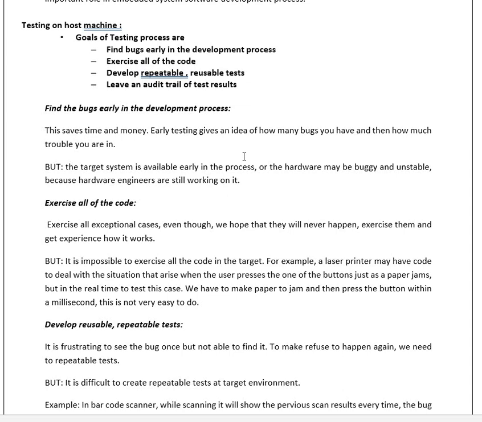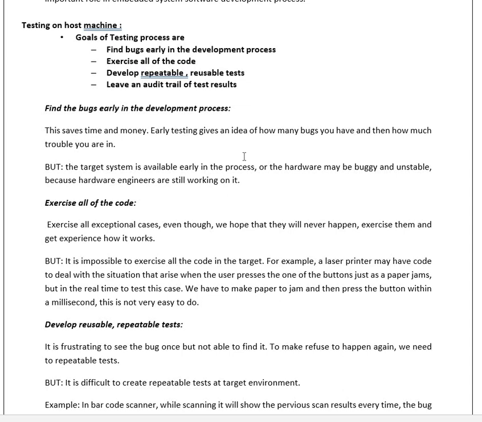Take an example of a laser printer. A laser printer may have the code to deal with the situation that arises when the user presses one of the buttons just as a paper jams. But in real-time conditions, to test this case, we have to make the paper jam and then press the button within a millisecond, which is quite impossible.